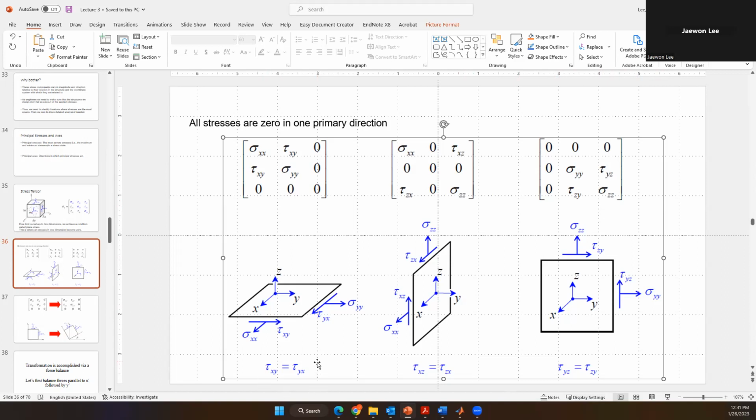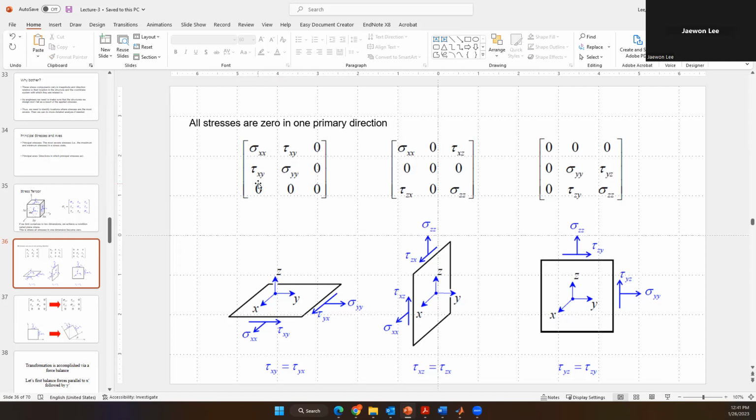In fact, tau xy and tau yx are equal. They both are equal because if they were not equal, the material would rotate. So they should be equal, and we can write it down like this.